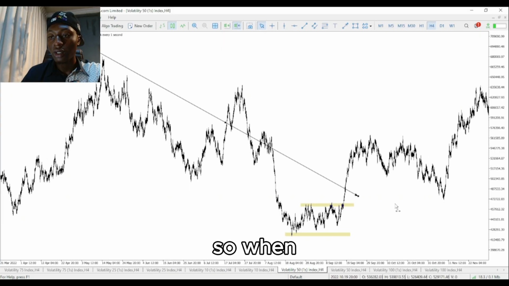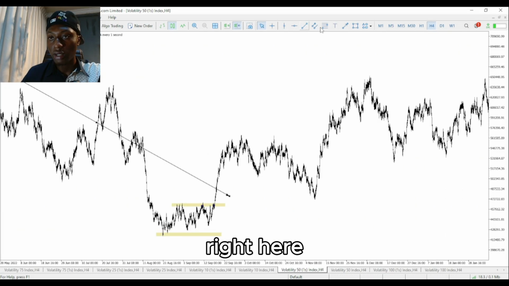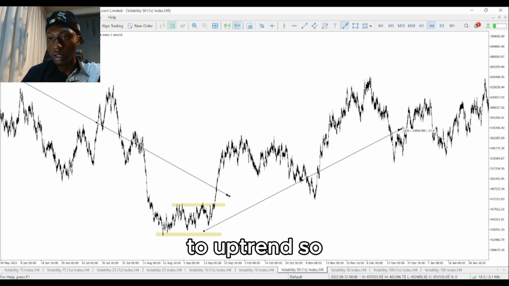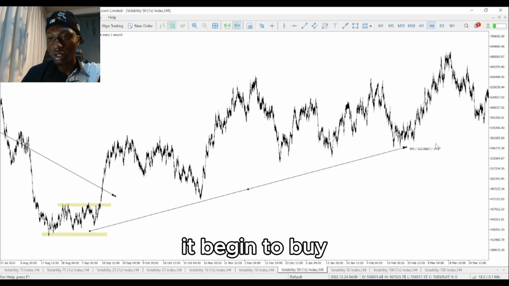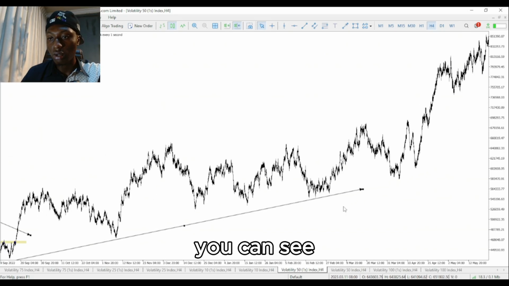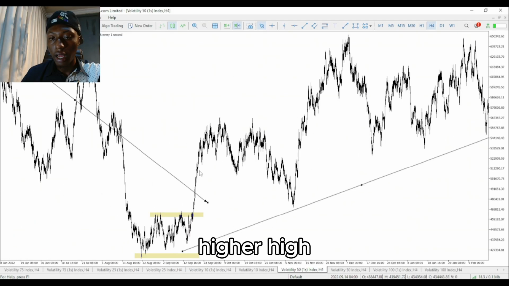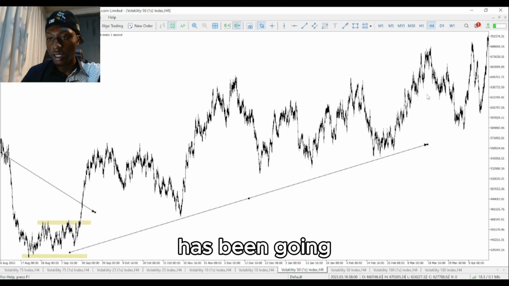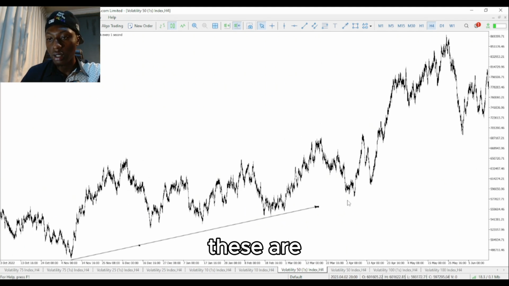You understand? So when this happens, you see a break of structure here and the market changes structure from downtrend to uptrend. You can see it right here, the market changed structure to uptrend. So it begins to buy in this phase and it continues to buy for so long. You can see how the buy was going. The market was creating higher high and higher low, higher high and higher low, just like that. You can see the market. These are the major lows.